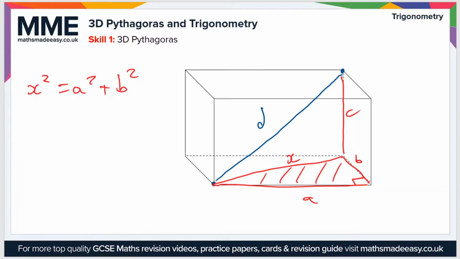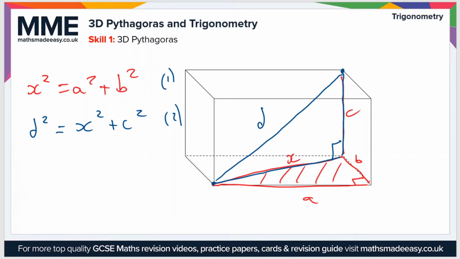But x is not only the hypotenuse of this triangle that forms the base of the cuboid, but it's also the base of a second right angled triangle here, where D is the hypotenuse. So we can write another expression using 2D Pythagoras. So D squared, the hypotenuse, equals x squared plus c squared. And now you can see that we have two expressions involving x squared. So let's call them 1 and 2.